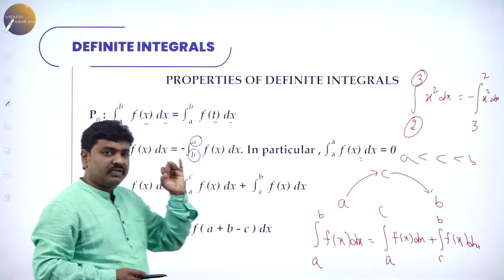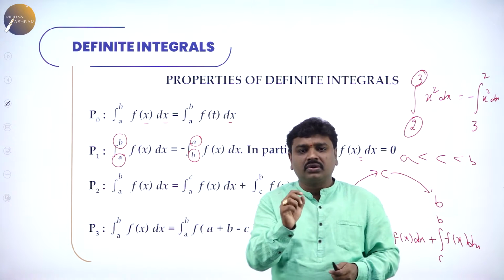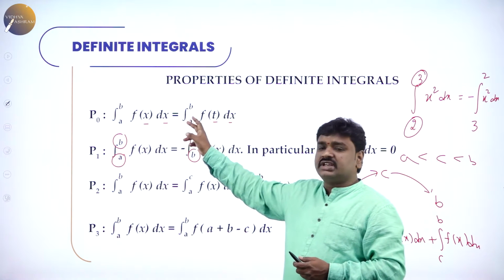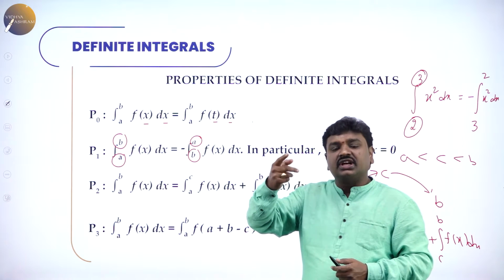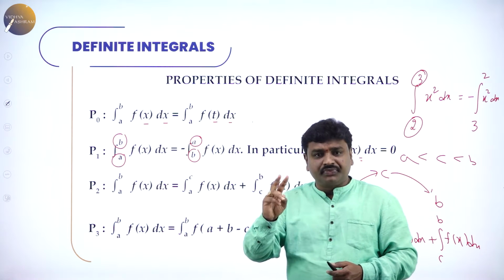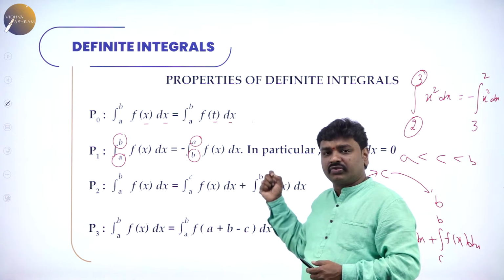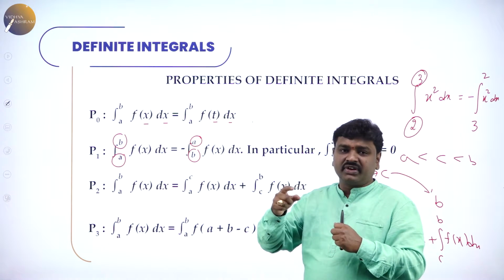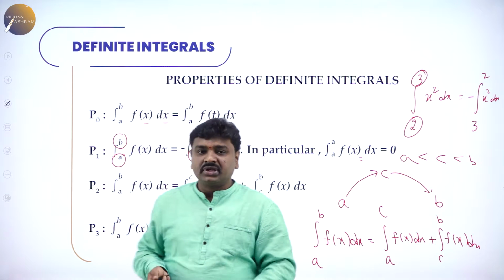So P0, P1, P2, three properties are easy and important. What is P0? Just replace x dx with t dt. What is P1? When you interchange the limits a to b to a, the sign changes. What is P2? A to b can be reached through c. First you can go from a to c, then you can go from c to b, where c should lie between a and b. And then we have P3.